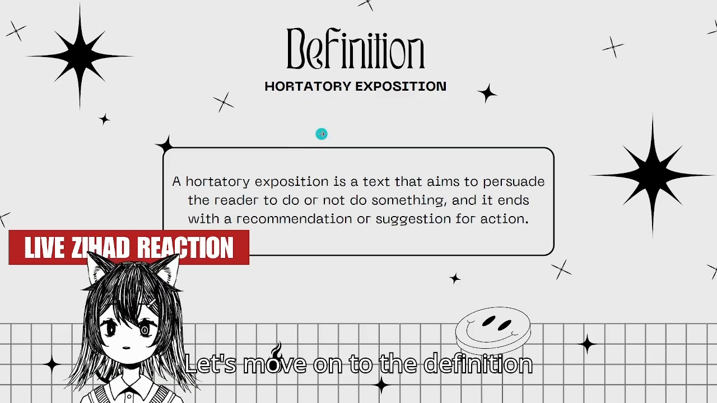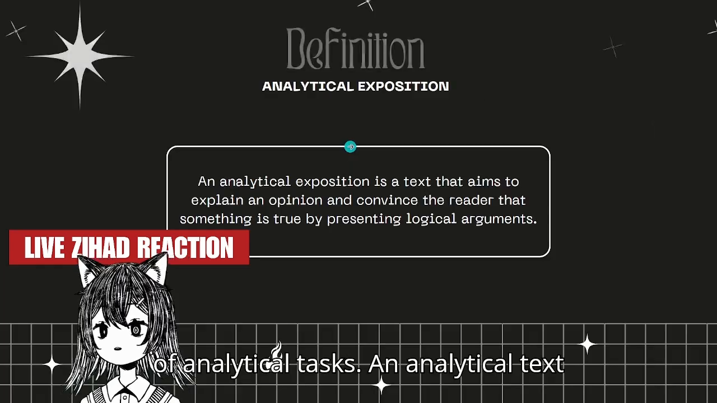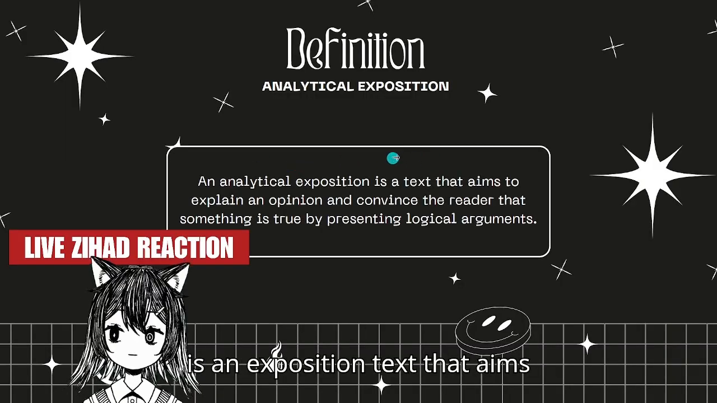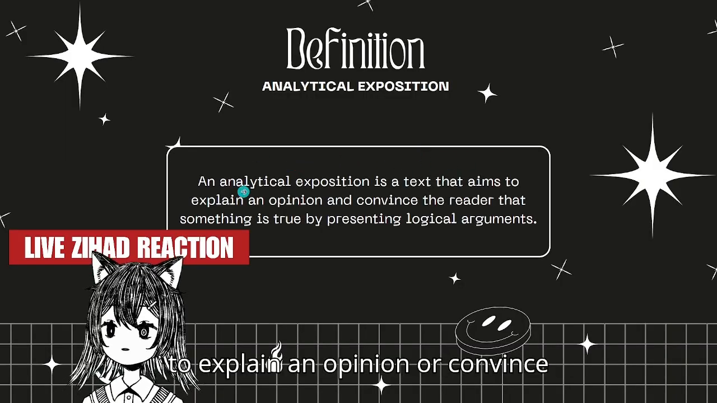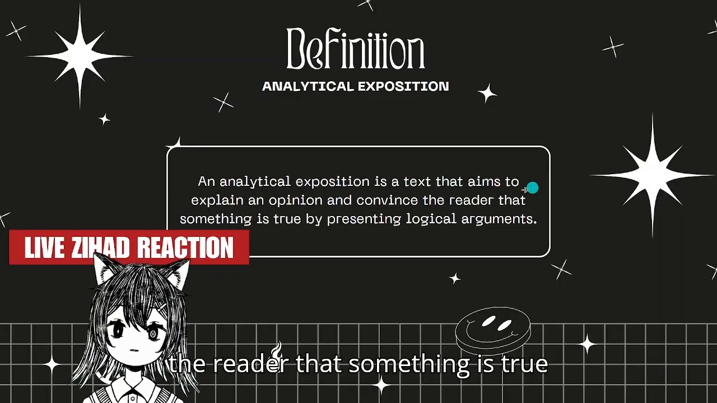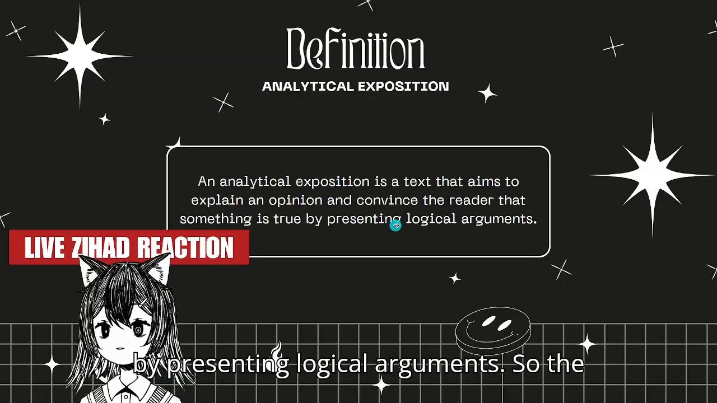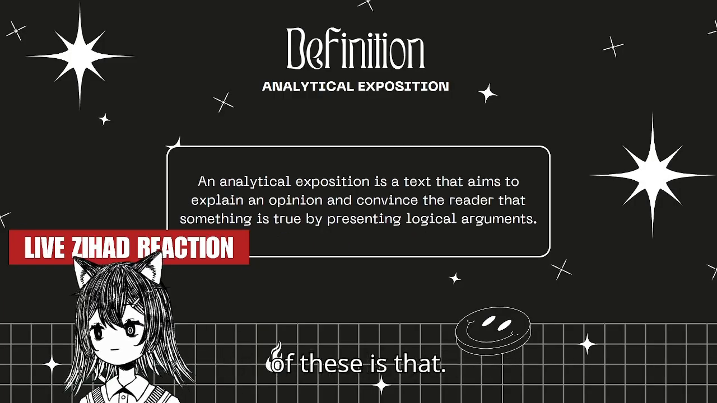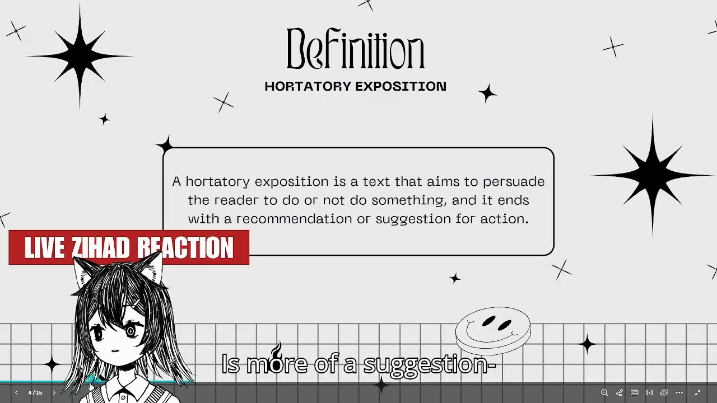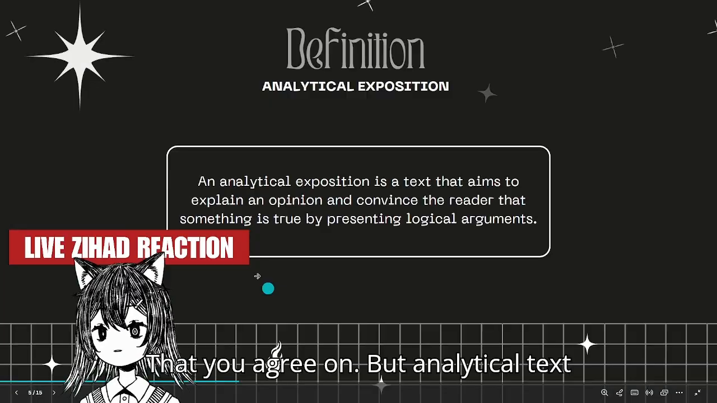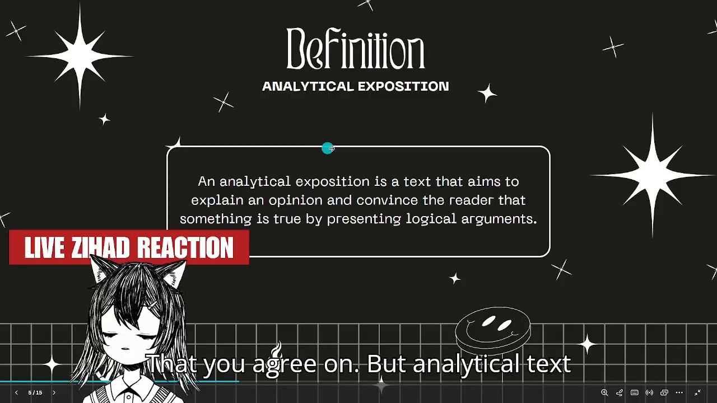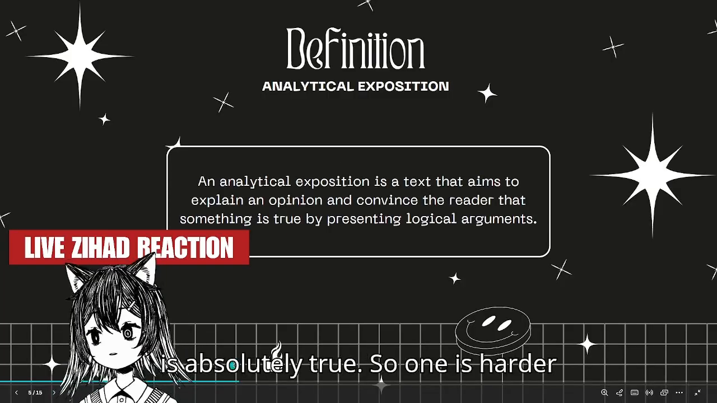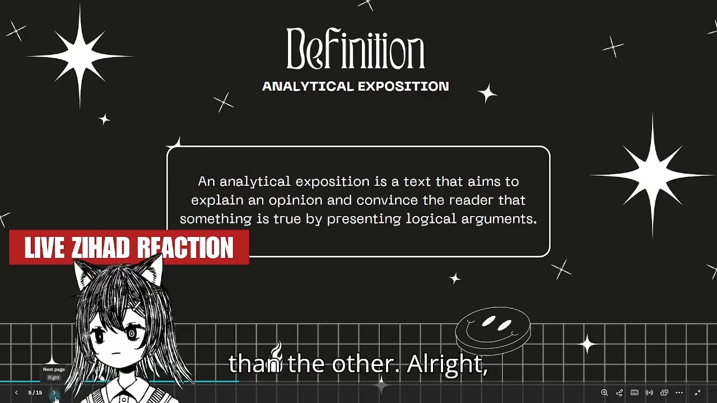Now, let's move on to the definition of analytical text. An analytical text is an exposition text that aims to explain an opinion or convince the reader that something is true by presenting logical arguments. So, first off, the difference between the two is that hortatory is more like a suggestion that you agree on, but analytical text is an opinion that is absolutely true. So one is harder than the other.